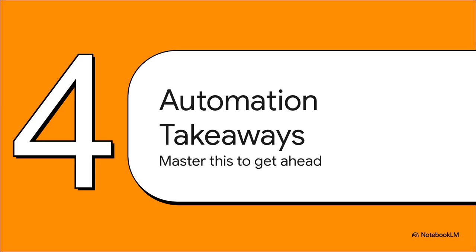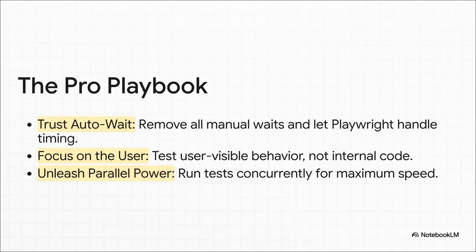All right, we've covered a lot of ground, so let's boil it all down to the absolute critical takeaways. You master these, and you're already way ahead of the game. Here it is, your pro playbook. 3 simple rules. 1. Trust the chef. Let AutoWait do its job. Get rid of every single manual wait in your code. 2. Focus on the user's experience. Test that clicking the Submit button actually works, not that the button has some specific CSS class that might change next week. And 3. Unleash that parallel power. Run your tests concurrently to get feedback as fast as humanly possible.